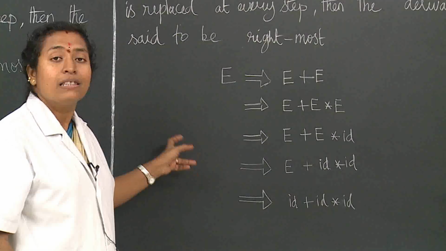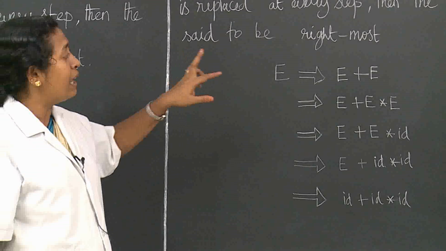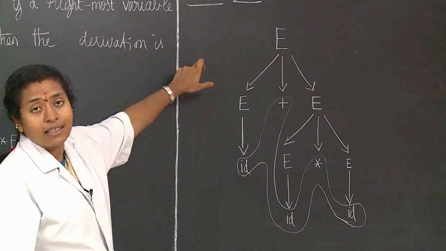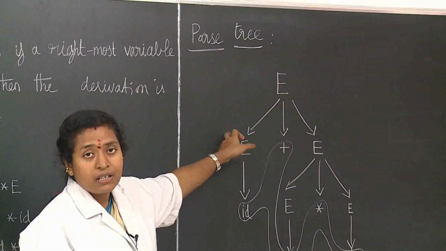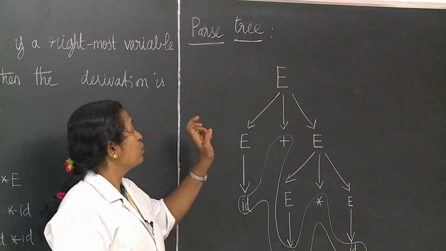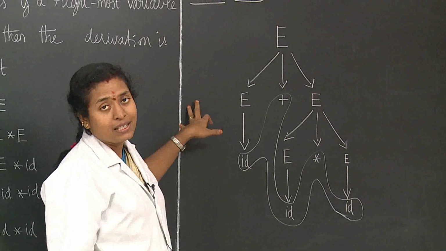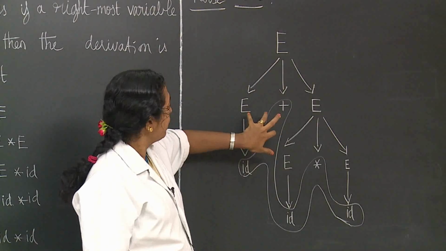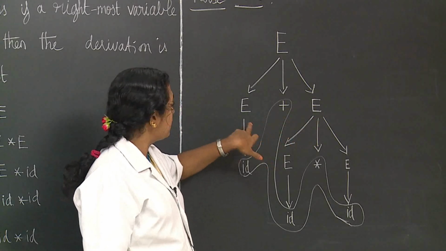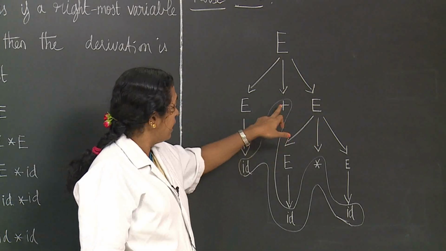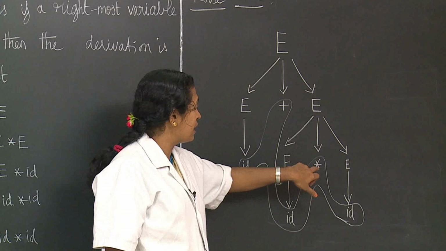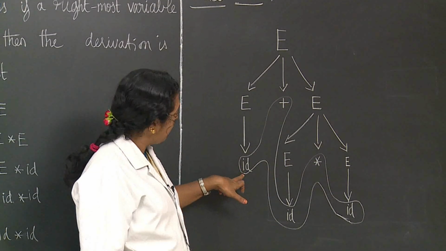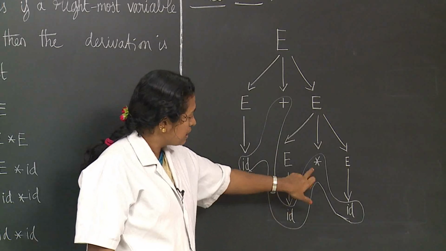Afterwards, we can represent this derivation in the form of a graph, that is known as a tree. Parse tree. Parse tree is nothing but a diagrammatic representation of the derivations. Mostly leftmost derivation will be considered in case of parse tree. Here the first E is replaced by E plus E. Then again this E is replaced by ID. Then this E is expanded as E star E. Finally you can get the expression in this manner, ID plus ID star ID.